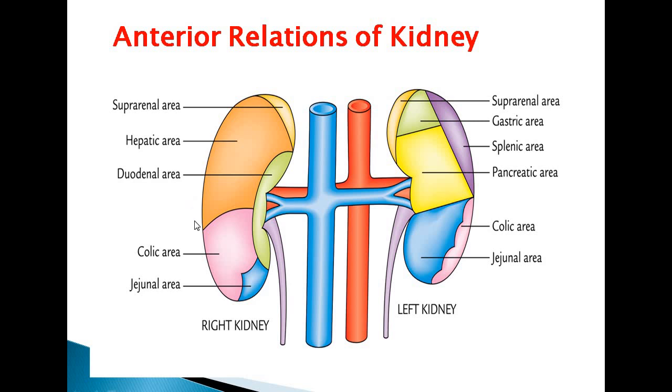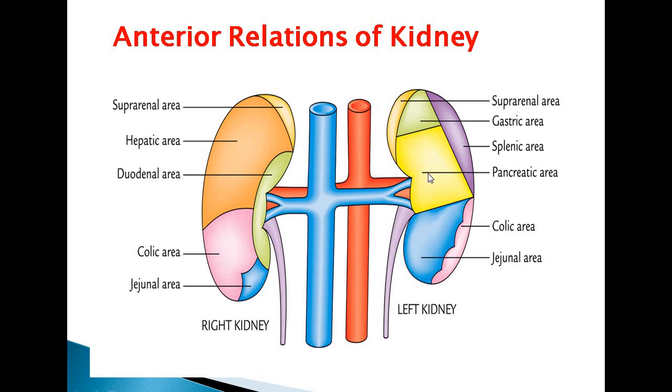The large convex lateral border is related with the liver at the upper side and with the ascending colon at the lower side. Out of these areas, only the hepatic area and the jejunal area are peritoneal, whereas the rest of the areas, that is suprarenal, duodenal and the colic area, are non-peritoneal. The hepatic and jejunal areas are covered by peritoneum of the greater sac. So these are the anterior relations of the right kidney.